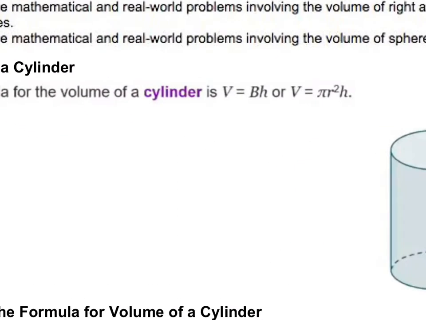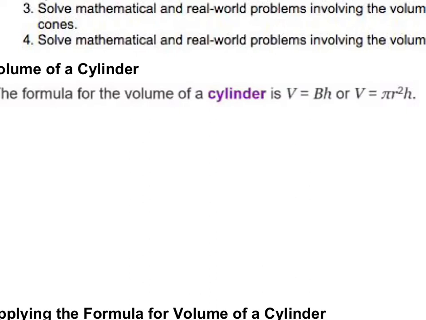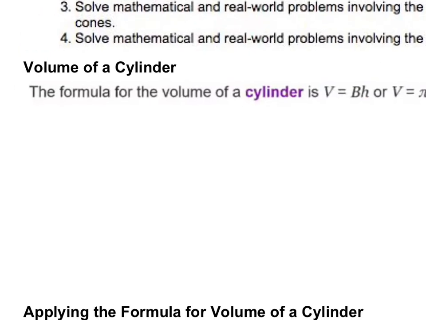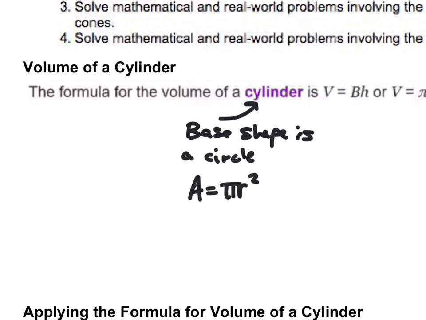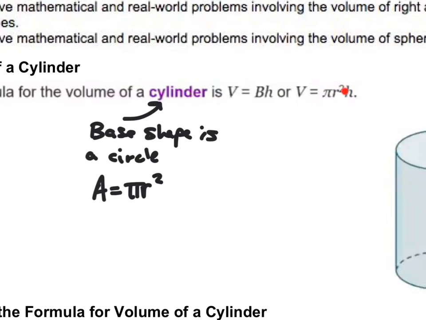So first things first, let's talk about the volume of a cylinder. Same concept: the volume is equal to the area of the base times the height. Now, in a cylinder, the base shape is a circle. So if we talk about the area of a circle, we know that's pi r squared. So that's where we get the idea that the volume of a cylinder is pi r squared times h, where h is your height.